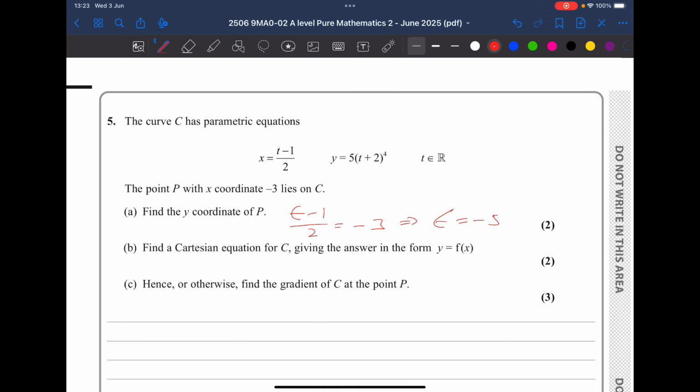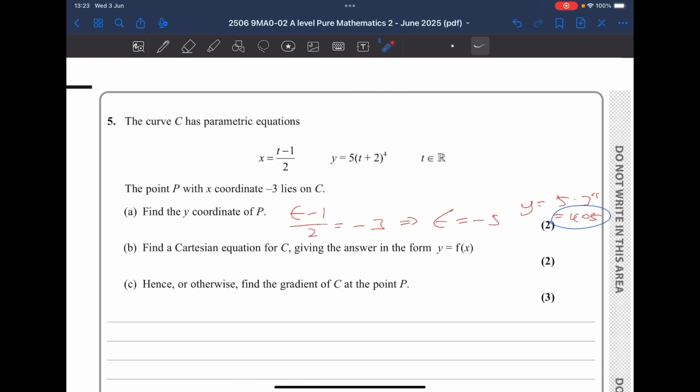When we take that t and plug it into the y, what are we going to get? Minus 5 plus 2 is minus 3. So y is going to be 5 times minus 3 to the 4. 81 times 5 is 405. I'll double check that. 81 times 5, 405. That looks good to me.